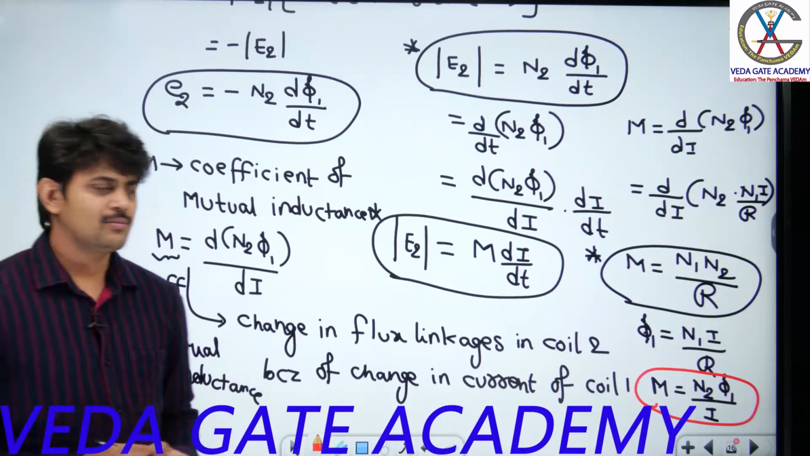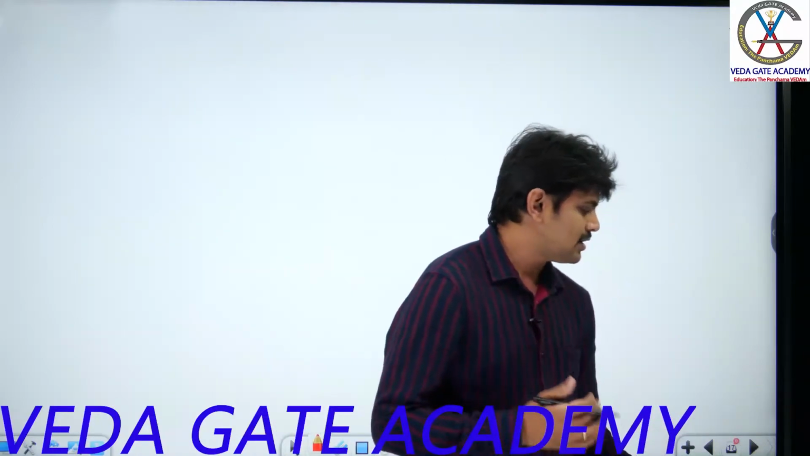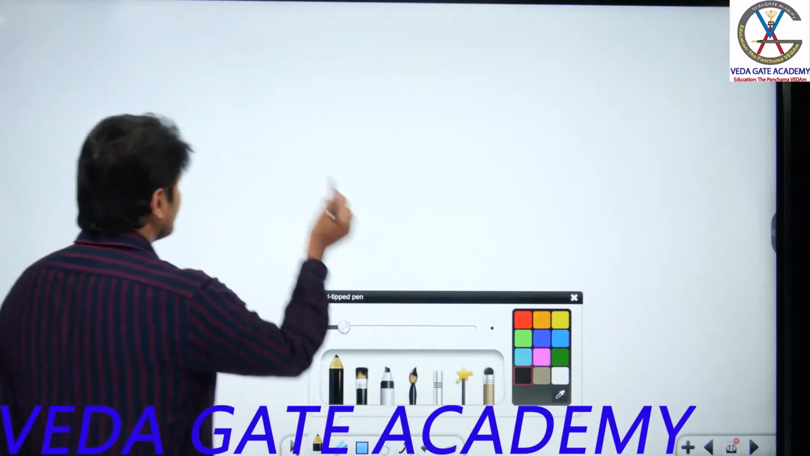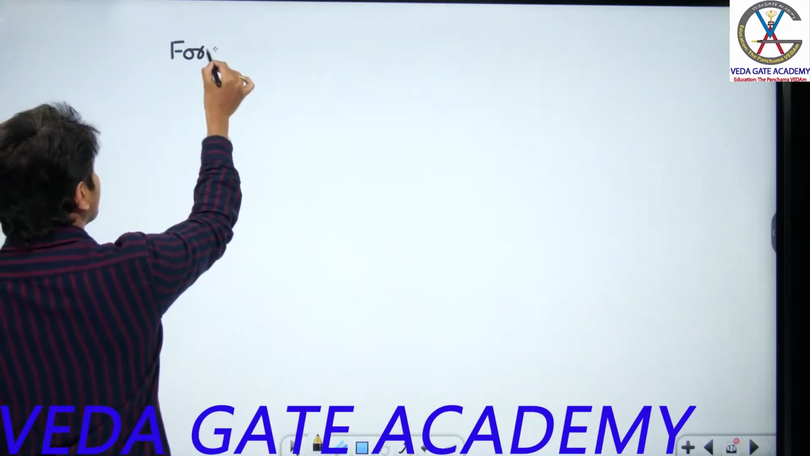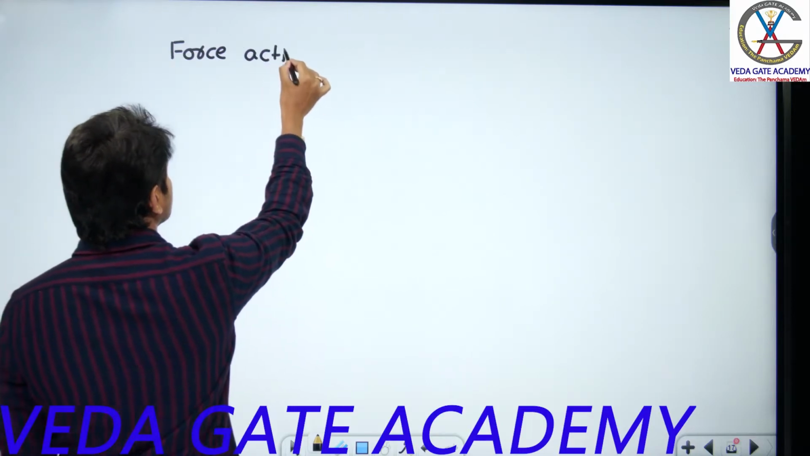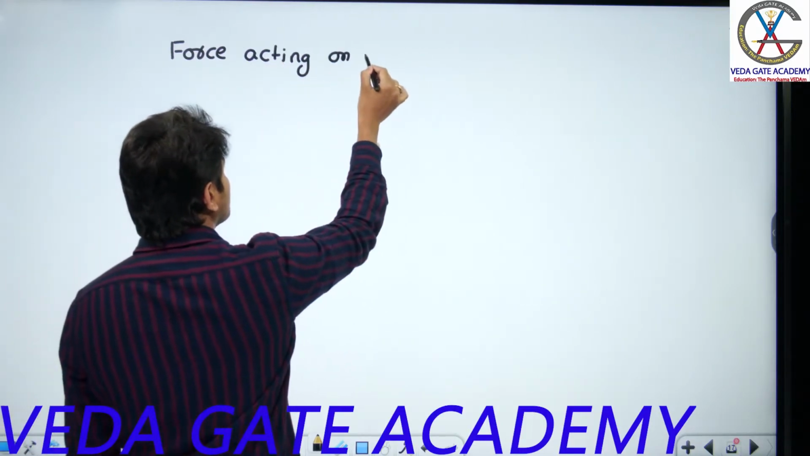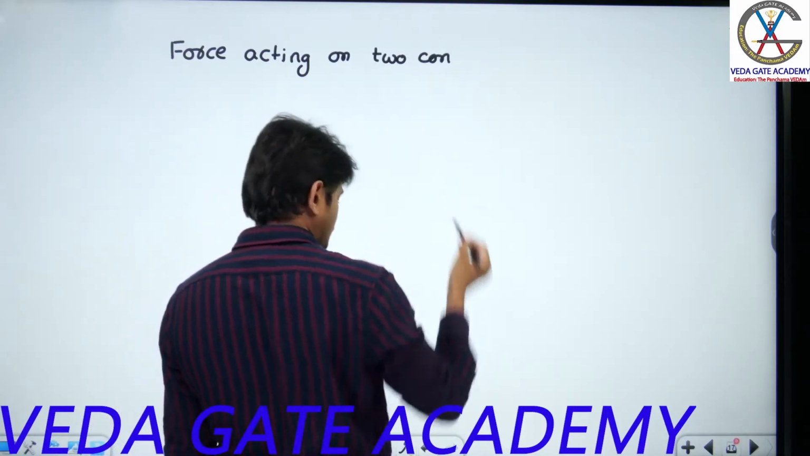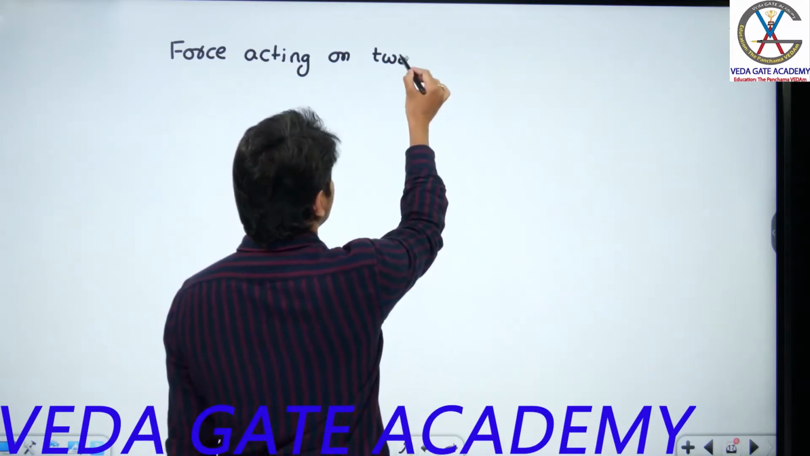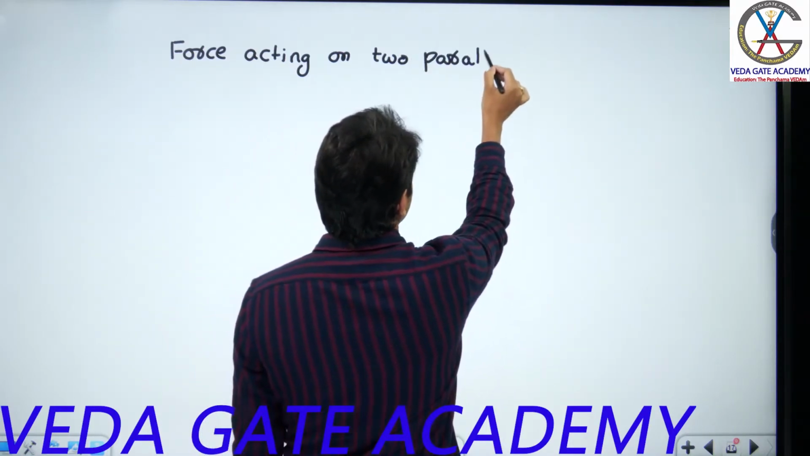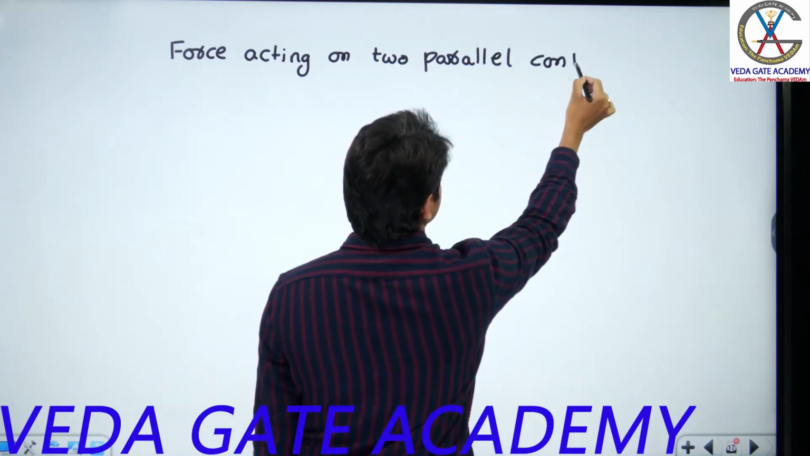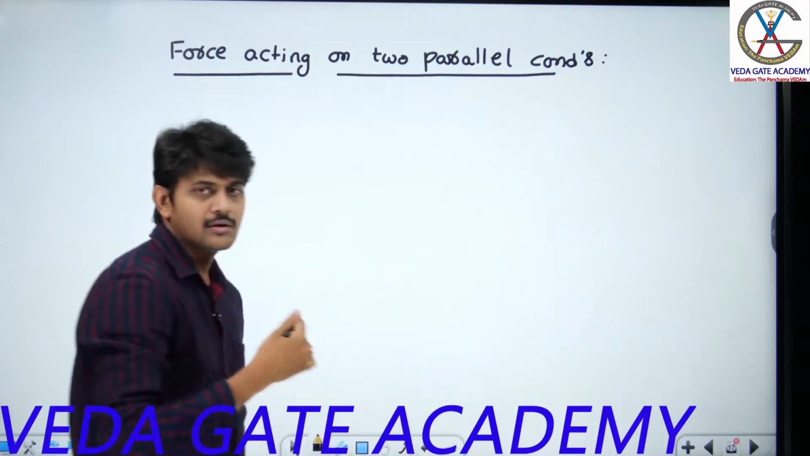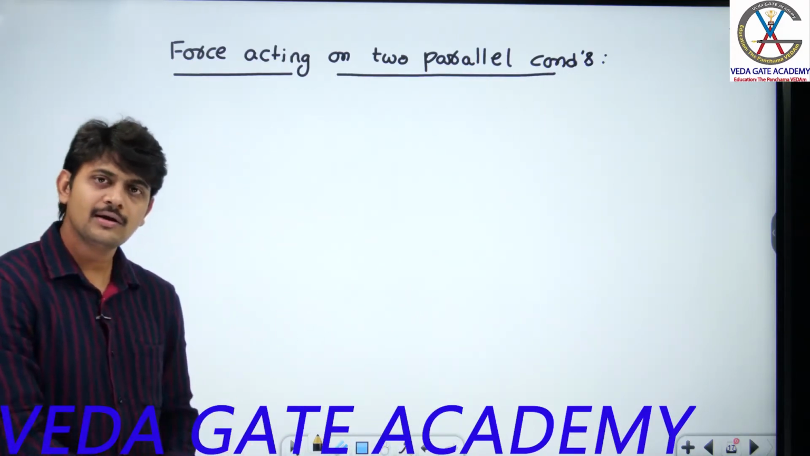Now we will try to see one more important concept which is helpful to understand the next topic, transformers. That is force acting on two conductors, or simply I can say two parallel conductors. Force acting on two parallel conductors. This is another important concept you have to understand in order to get complete information regarding transformers.